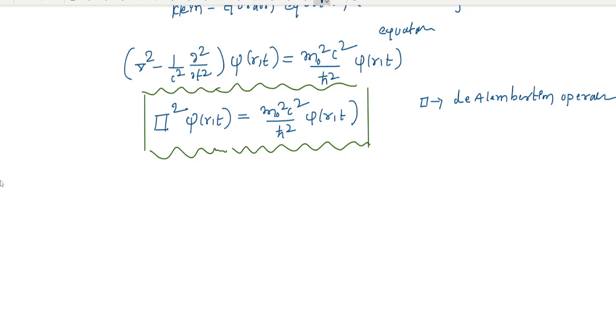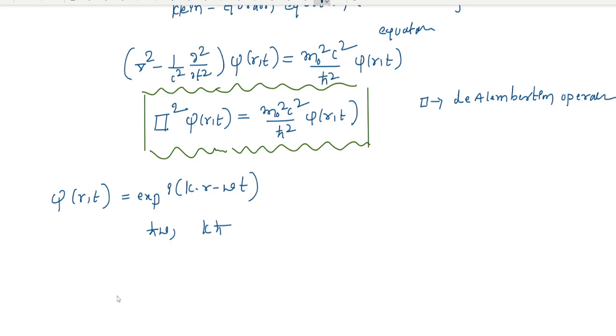So here the wave function, the plane wave, is represented by this equation: psi of r comma t equal to exponential of i times k dot r minus omega t. Okay, it is an eigenfunction of both the energy and momentum operators, with the eigenvalues h cross omega and h cross k respectively. This is the energy eigenvalue, and this is the momentum eigenvalue.